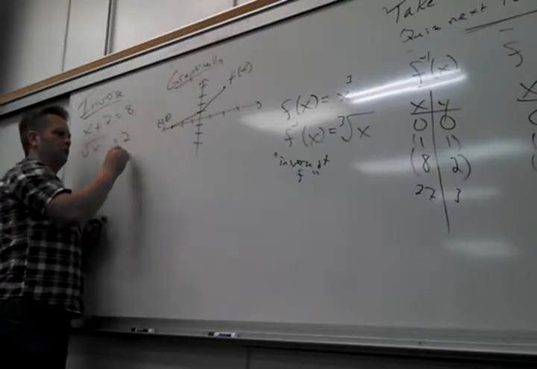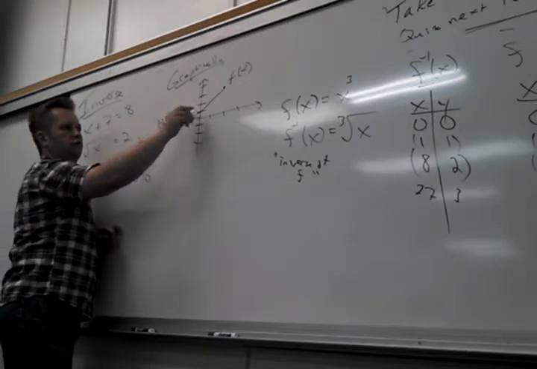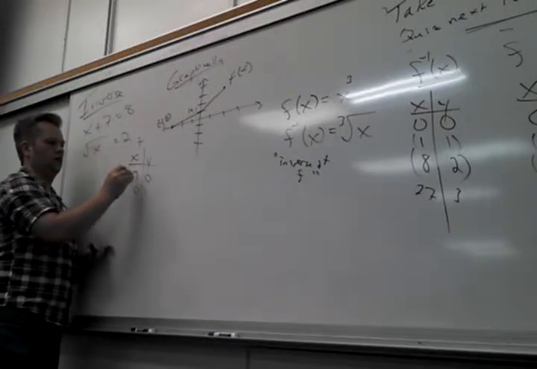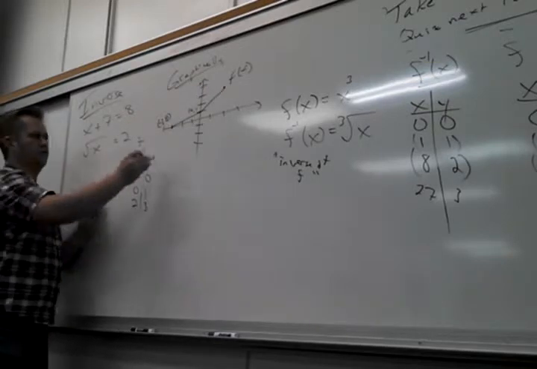Negative 3, 0. So what point? So F goes through negative 3, 0. It also goes through 0, 1. And it also goes through 2, 3. So what's F inverse going to do?